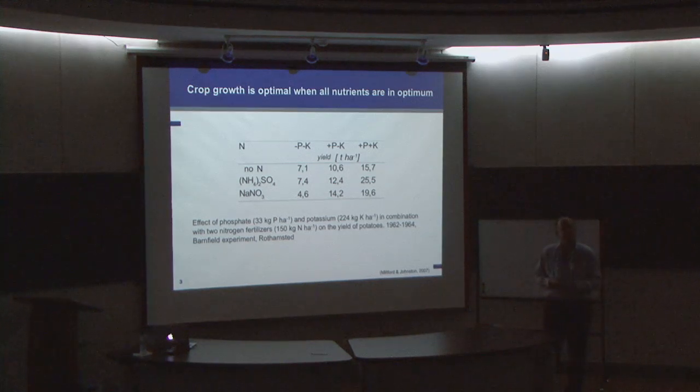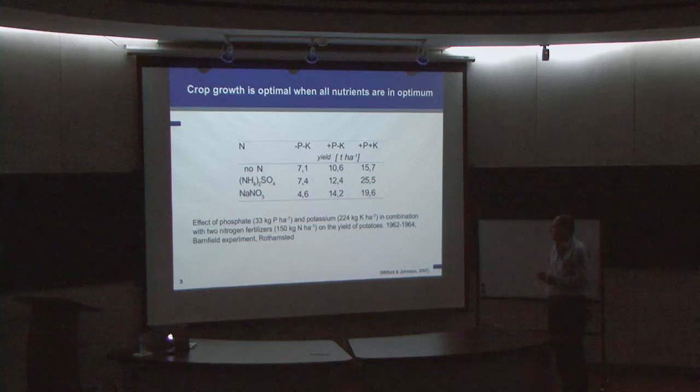This reminds us a little bit of our data yesterday. We also had these beneficial effects of ammonium with bioeffectors on the phosphorus uptake and growth in low pH conditions. So the message of this table is basically that plant growth is optimal when all nutrients are supplied at optimal level.